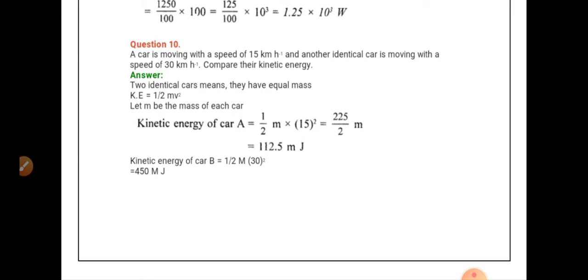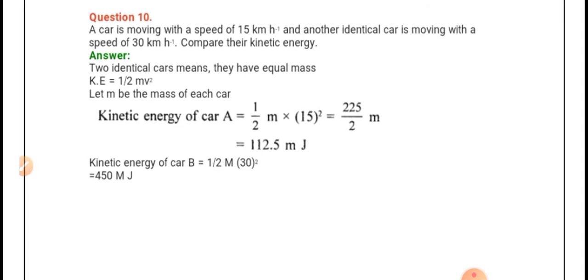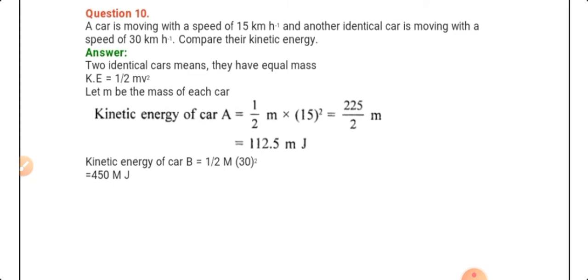Okay, now this power of engine is not needed, leave it. Now coming to question number 10. A car is moving with a speed of 15 km per hour, and another identical car is moving with a speed of 30 km per hour. Compare their kinetic energy. Here it is not increase in kinetic energy, it is to compare. So for both the values you are going to take the ratio. Find out the kinetic energy first and then take the ratio.